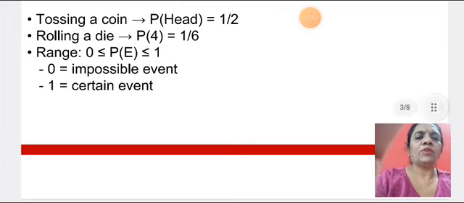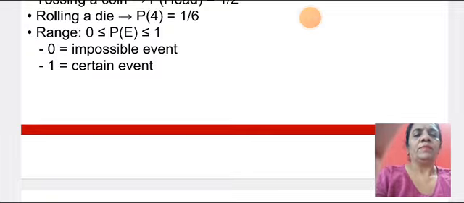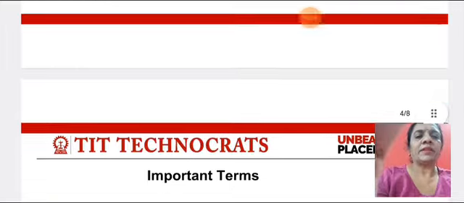Now I'm going to define the range of probability. Probability always lies between 0 and 1. Now I'm going to define two important terms regarding probability. First is impossible event and second is certain event. When the probability of any event is 0, the event is known as an impossible event. When the probability of any event happening is 1, the event is known as a certain event.